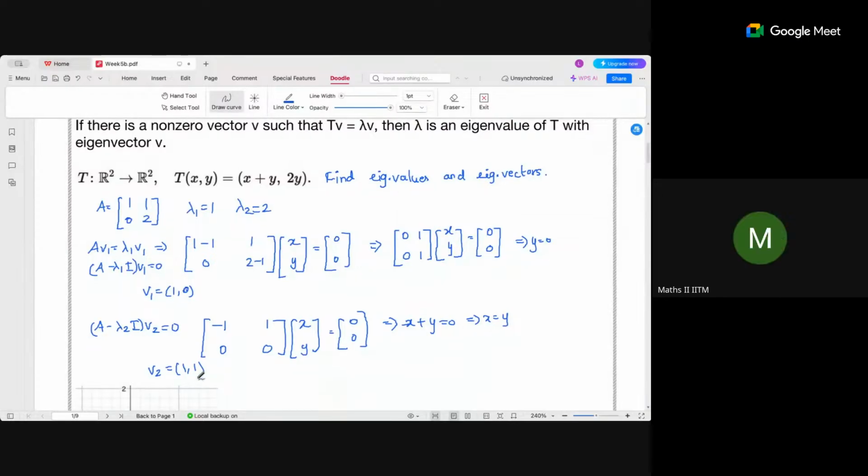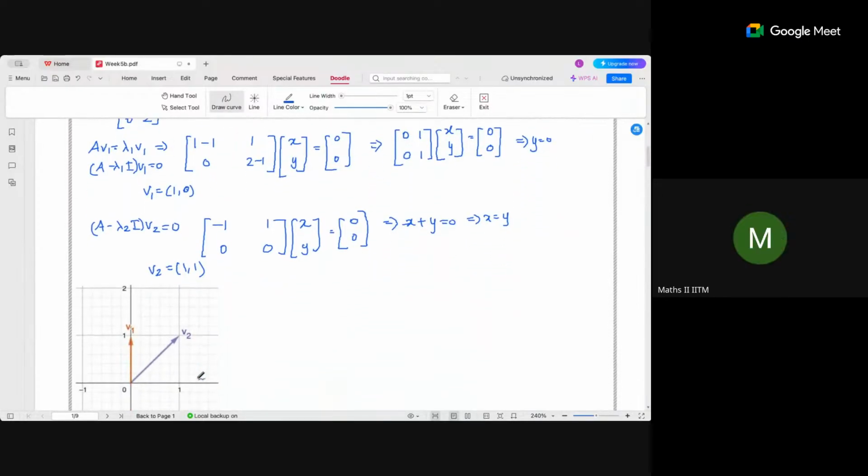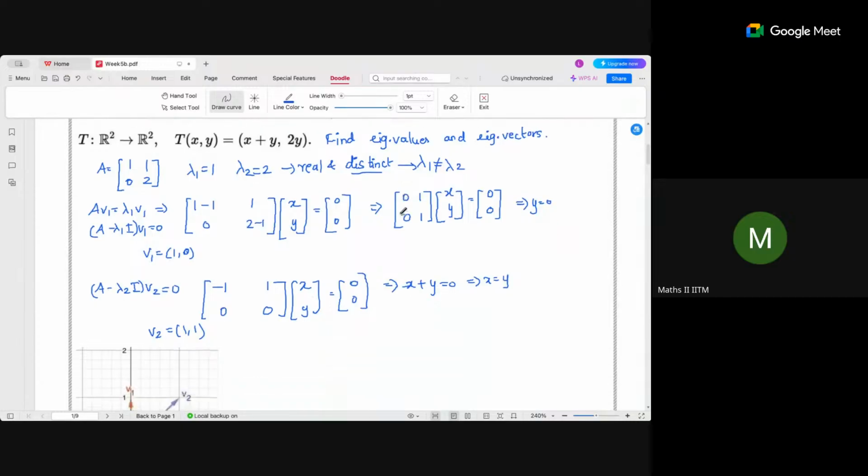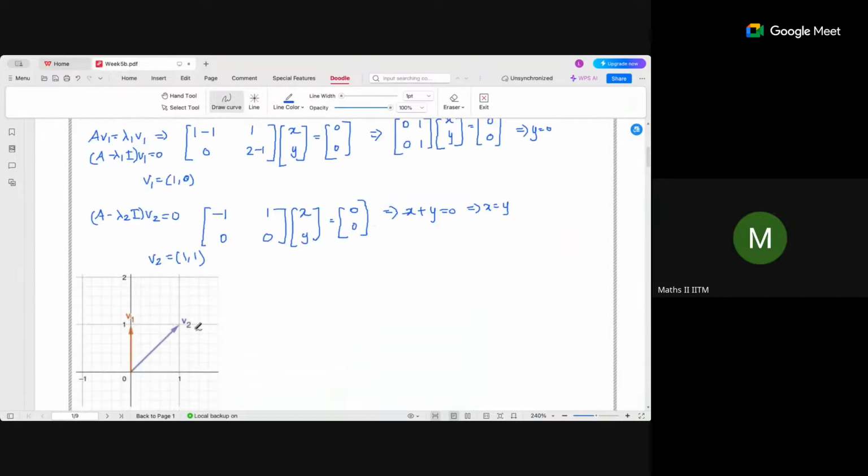Okay, so what do we observe? What do you observe about v1 and v2? First of all, these are real and distinct roots. What is meant by distinct? Lambda 1 is not equal to lambda 2. Distinct means they are not equal. Now, what do you observe about v1 and v2? Yes, Sonali.